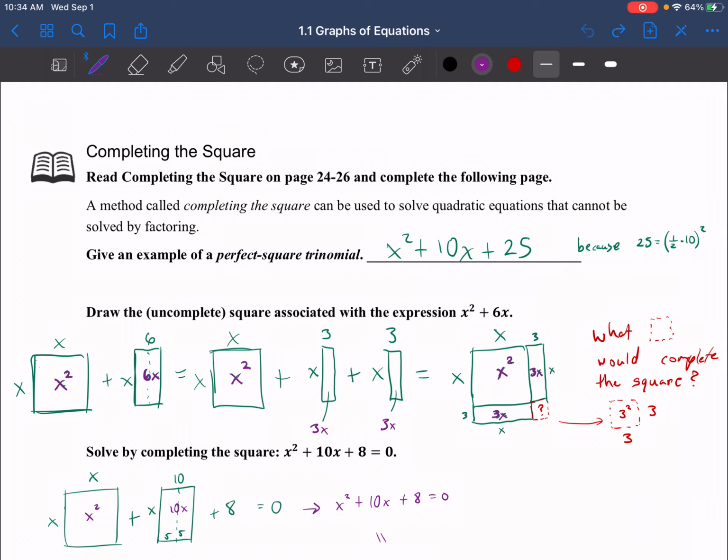Now, not everything we come across is going to be one of those, but we can complete the square in order to make it be a perfect square trinomial. So let's take a look here. We have the function here, x squared plus 6x. What we want to do is draw this out graphically.